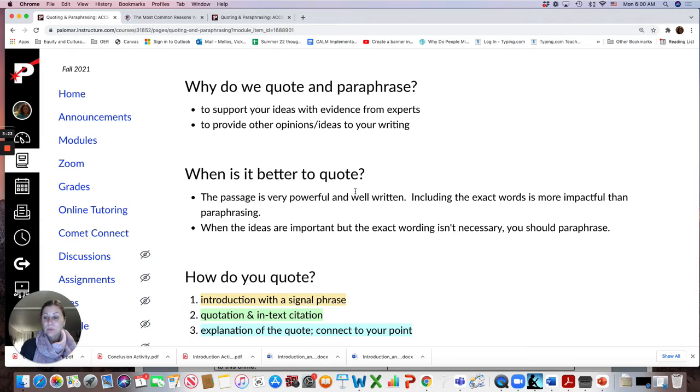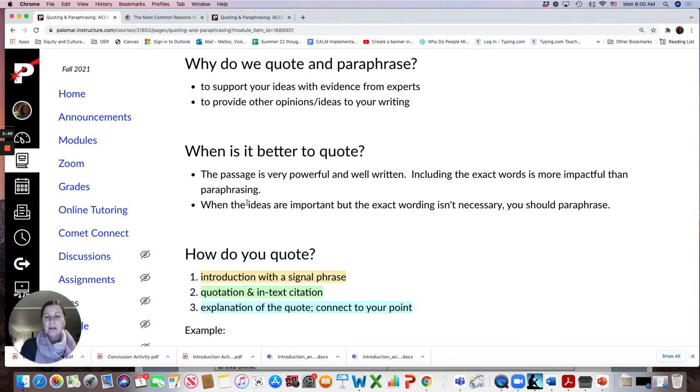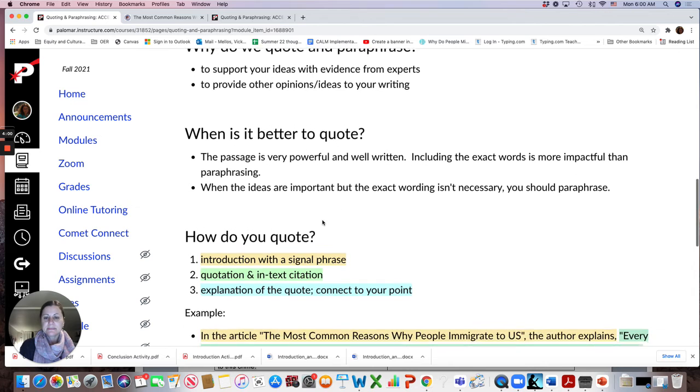When is it better to quote than to paraphrase? Generally, in academic writing, we paraphrase more than we quote, okay? But if a passage is very powerful and well written, including the exact words is more impactful than paraphrasing, okay? Because if you change it, it kind of ruins it and doesn't have the same power because the words were so well written. But oftentimes, if it's just an idea or a thought, you can just paraphrase, okay? When the ideas are important, but the exact wording isn't necessary, you should paraphrase.